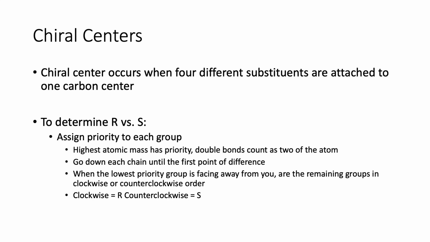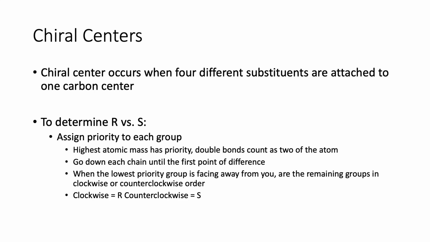This is typically done, most straightforwardly, through atomic mass. So you look at the atoms that are attached to the carbon center, and the highest atomic mass has the highest priority, the lowest has the lowest priority. If you have a double bond, it counts as 2 bonds, so that atom counts twice. If you have longer chains and they look similar at the first point, then you keep going down the chain until the first point of difference, and then you can assign priority.